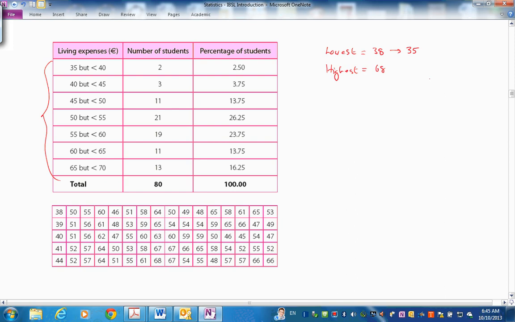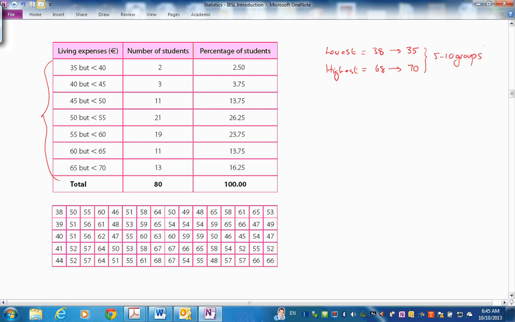We'll finish on 30, 35, 40, that sort of idea. So it's easy to read scales, you'll see that in a minute. And take this maybe to 70. What we're trying to do is to have between 5 and 10 groups. This is the common idea, so that we can group the data and see what's going on.